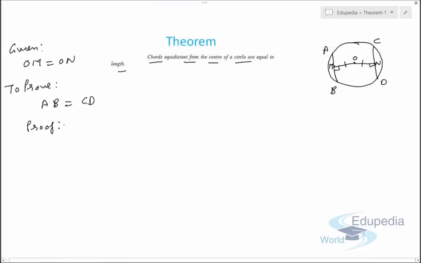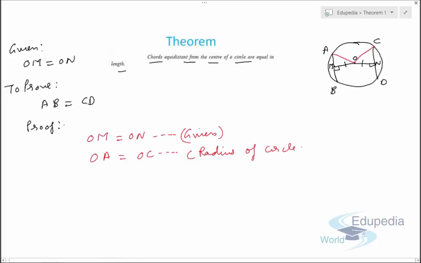Okay, now, if you draw again a triangle like this, right? Now, again we can say that OM equals to ON, so it's given, right? And again we can say that OA equals to OC, it's a radius of a circle, and we have drawn a perpendicular from the center to the chords, so we can say that angle OMA equals to angle ONC, so each 90 degree. So we have three conditions, OM equals to ON, it's given, and OA equals to OC, it's a radius of a circle, and these two angles are each 90 degree.